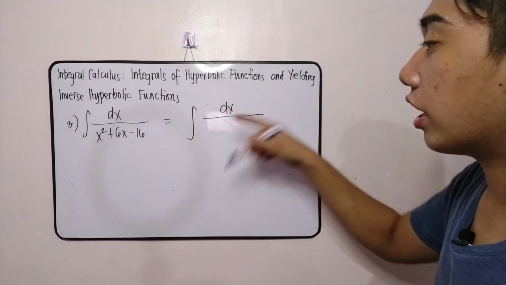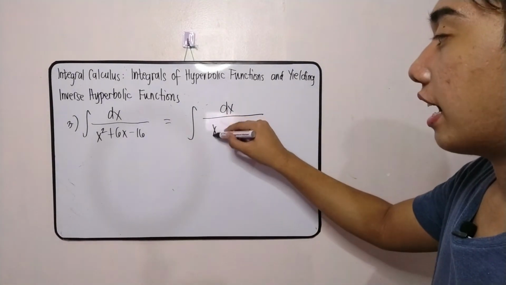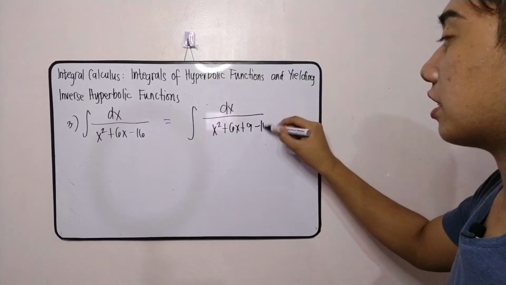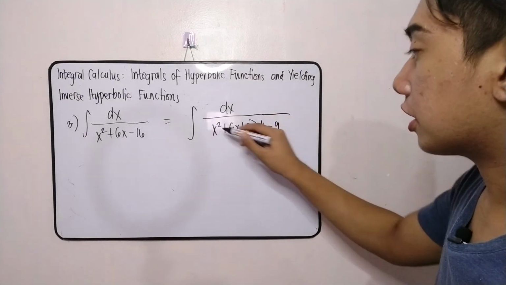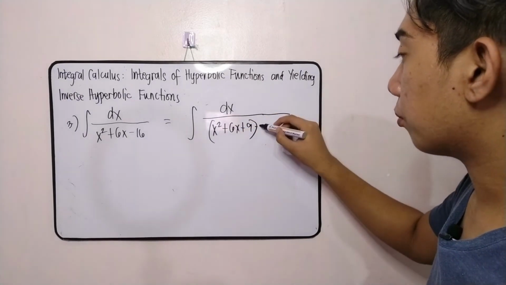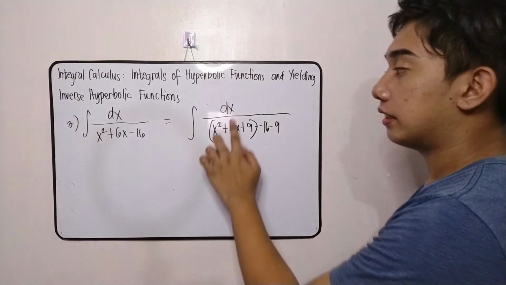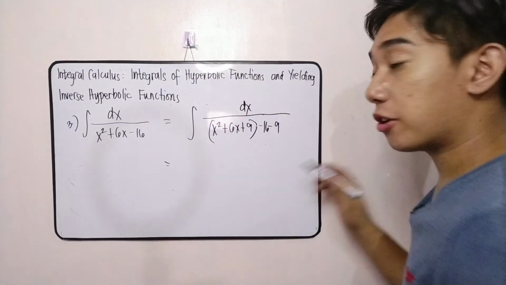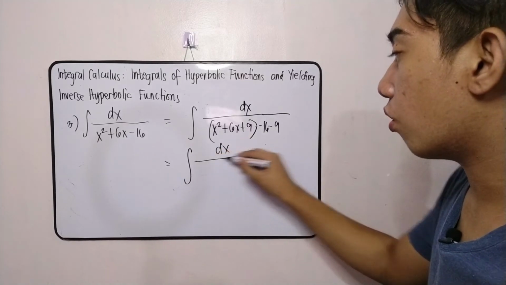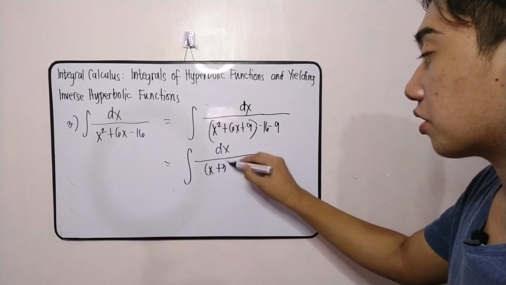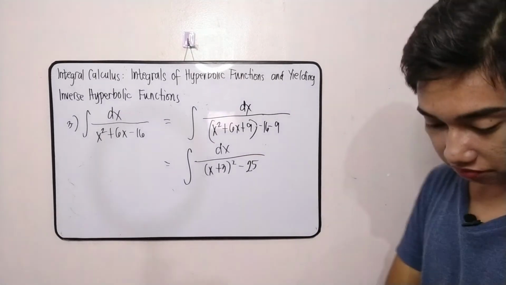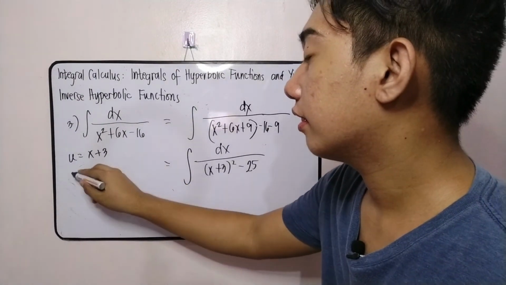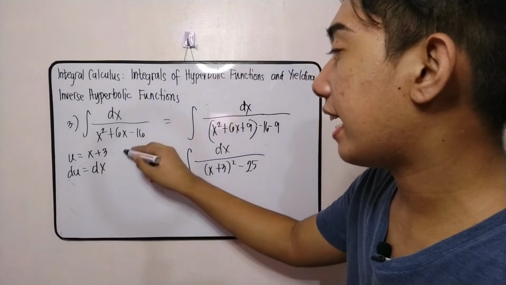So dx all over, make this one a perfect square trinomial. So x squared plus 6x plus 9. So when I add 9, I will also subtract 9. So minus 16 minus 9. Then we can reduce this one into the square of a binomial. So the integration of dx all over x plus 3 squared minus 25. And our u here is x plus 3, du is dx, and our a here is 5.